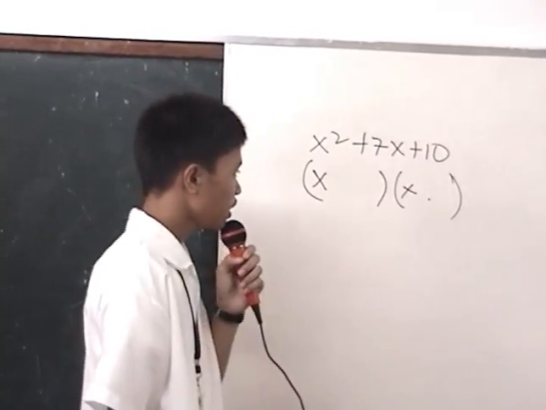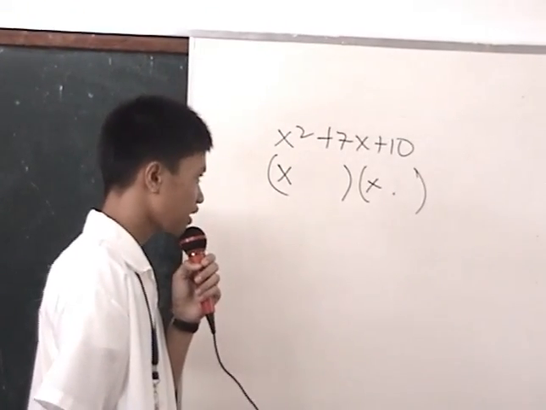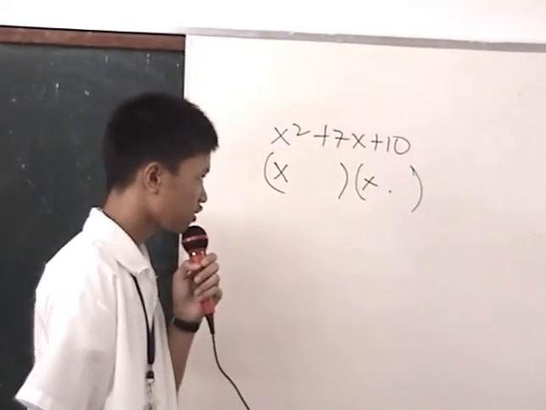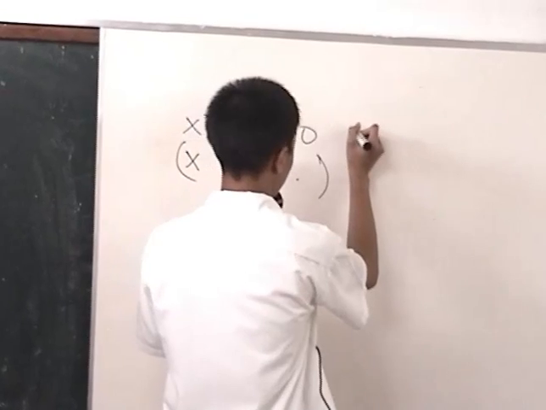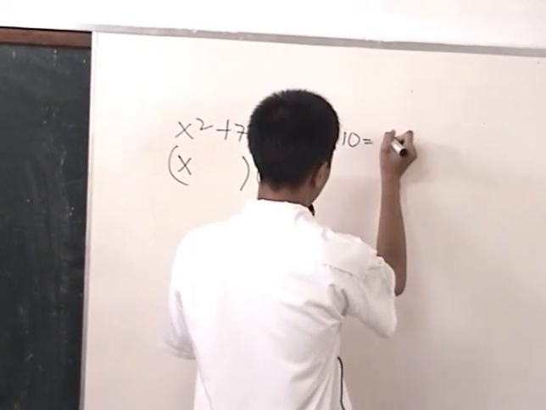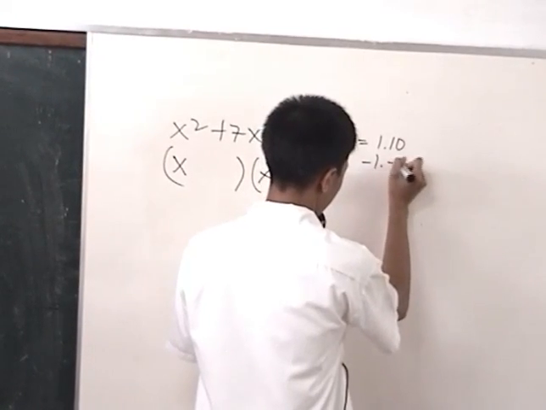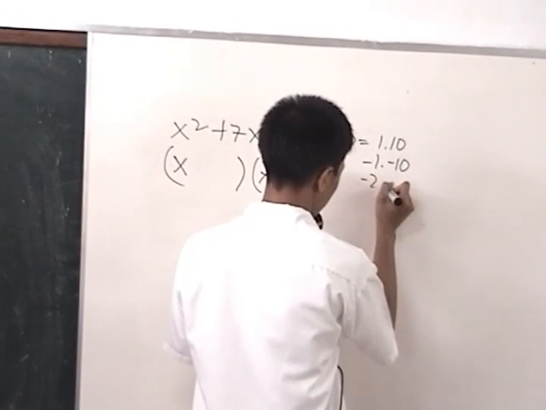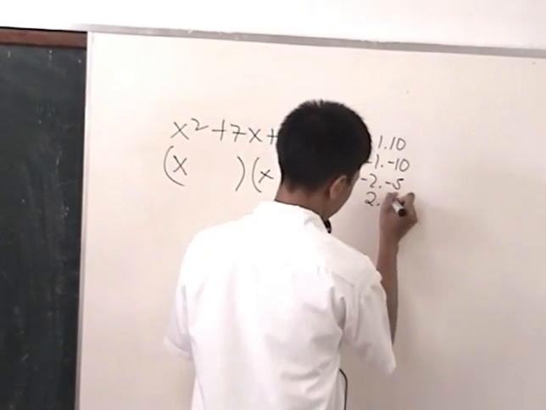Then after we find the factor of the first term, let's try to find the possible factors of the last term, which is 10. And what are those? Those are 1 times 10, negative 1 times negative 10, negative 2 times negative 5, and 2 times 5.